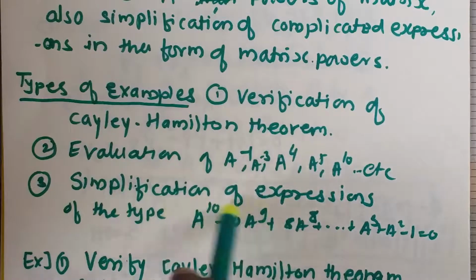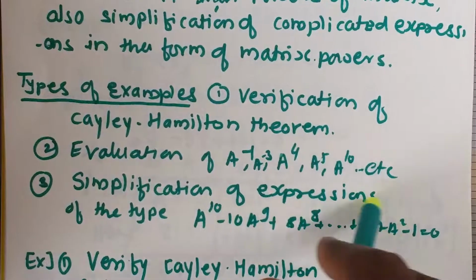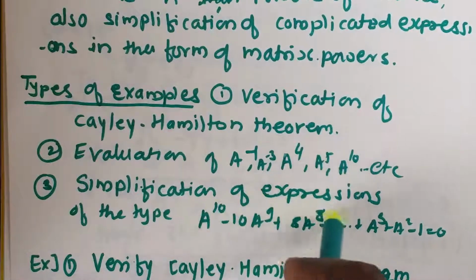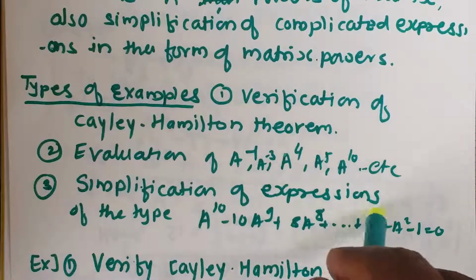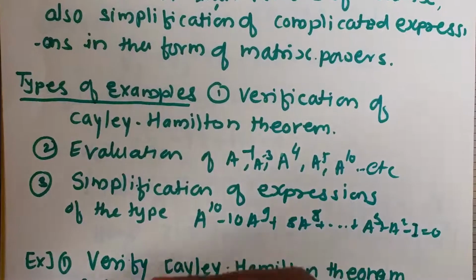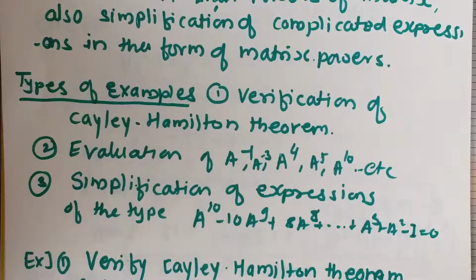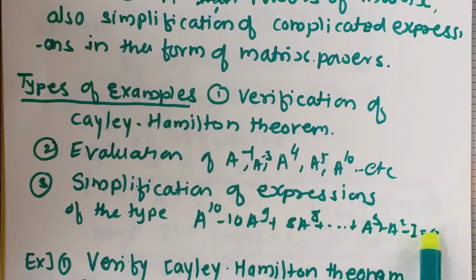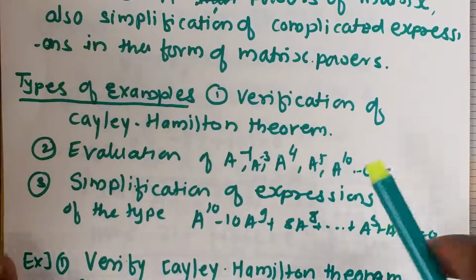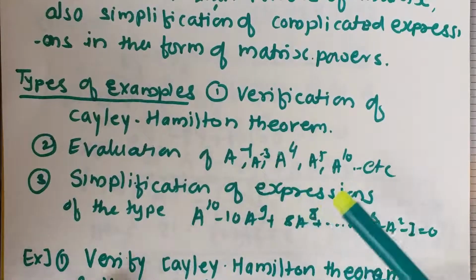Then simplification of an expression of the type A raised to 10 minus 10 A raised to 9, like that, minus I A, the identity matrix. Such a big expression in powers of A you will be asked to simplify, or to calculate its value, and you can find the value of such big expressions with the help of the Cayley-Hamilton theorem. That we are going to see in the examples. So you will have either a verification type of example or this type of example on the Cayley-Hamilton theorem.